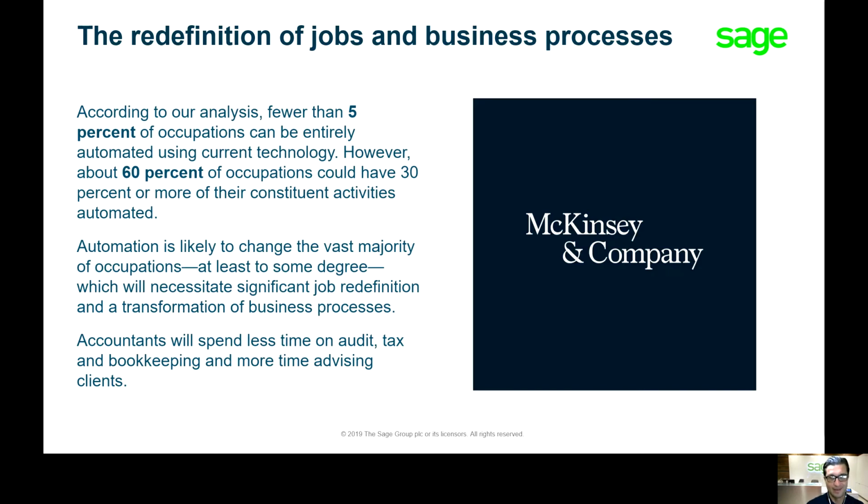Accountants will spend less time on audit, tax, and bookkeeping and more time advising clients. So this is really, really important because with the redefinition of jobs, you're actually empowering your staff members to do more revenue generating advisory services where you can define the jobs that they're doing. These staff that are doing a lot of mundane task work can be automated. So it allows them to really flourish within the type of brilliance that they have available to them.